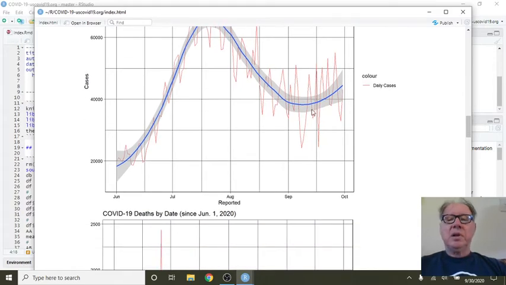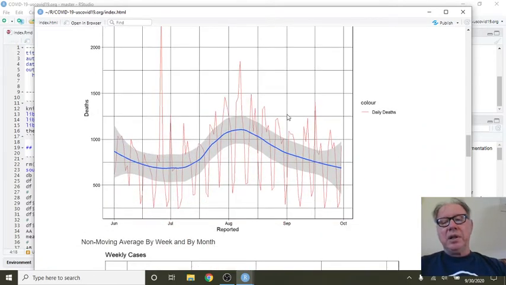All right. The question: will we see an increase in deaths here? If we do, we won't actually see it for a couple of weeks yet. But here's the thing: the overall trend for deaths is continuing down.